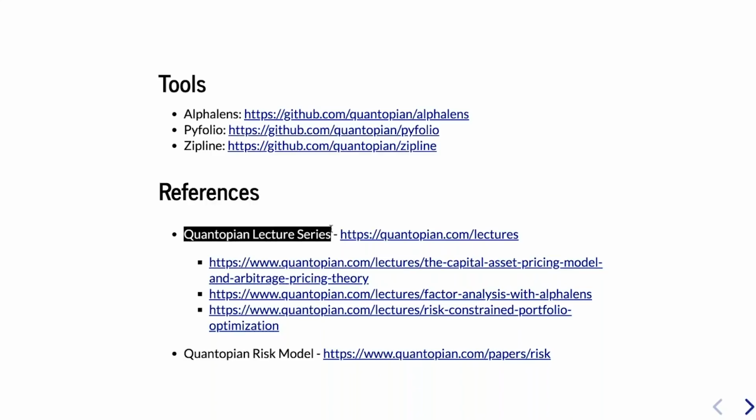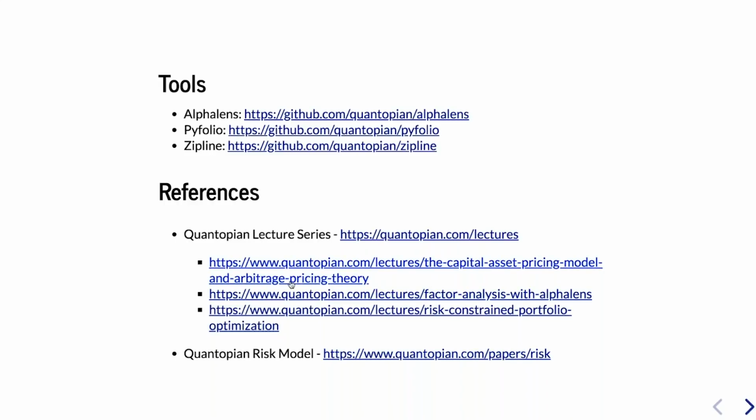For references, a lot of these graphics are taken from the Quantopian lecture series, which is the educational stuff that I run, and that's at quantopian.com/lectures. In particular, if you're looking for factor modeling, there are at least 3 lectures specifically on this topic. I know there are more, but I felt like I'd pull out these ones in particular.